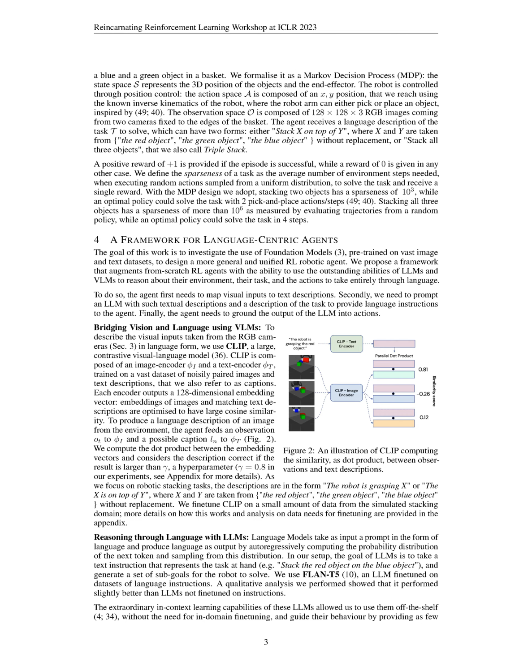The robot is controlled by specifying an x, y position, which it reaches using known inverse kinematics. The robot can either pick up or place an object. The observation space consists of images from 2 cameras fixed to the basket's edges. These images are 128 by 128 by 3 RGB images.